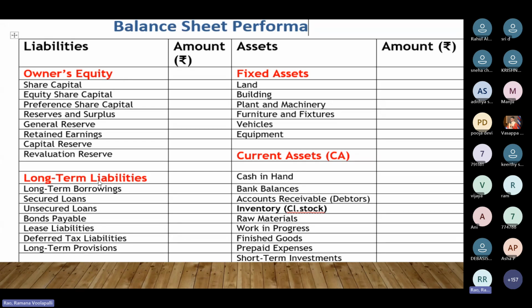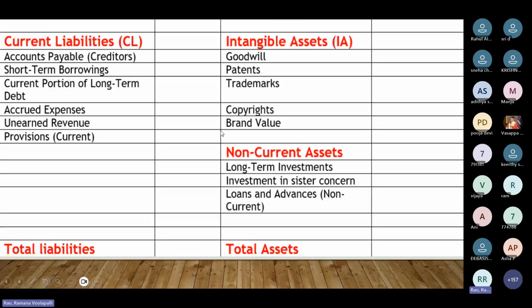Then long-term liabilities: long-term borrowing, secured loan, unsecured loan, bonds, debenture, lease, deferred tax liabilities, long-term provision. These are in the long-term liabilities. Why am I telling this? Because many of the questions you will be able to solve from this formula.